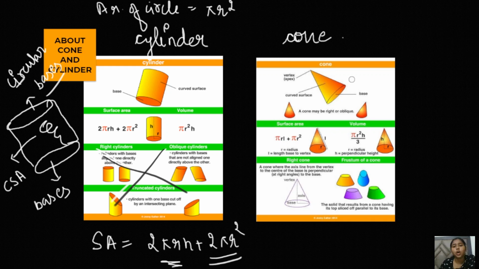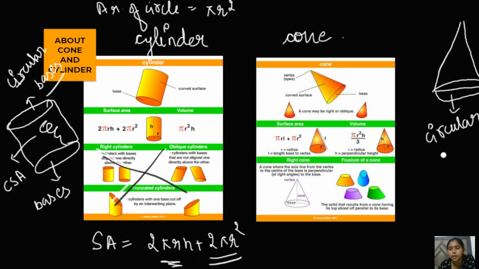Okay, now let's get back to the cone. This is the cone, right? This is also a circular base of the cone with the same area, that is pi r square. That is the curved surface of the cone, and this is the vertex of the cone, right? So in this case, the surface area of the cone is pi r l plus pi r square.